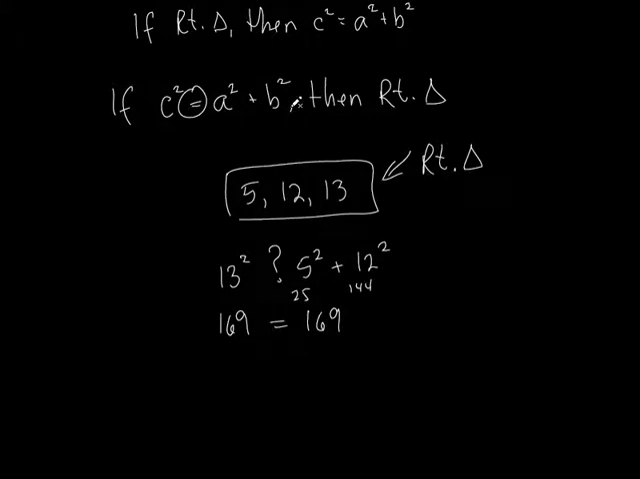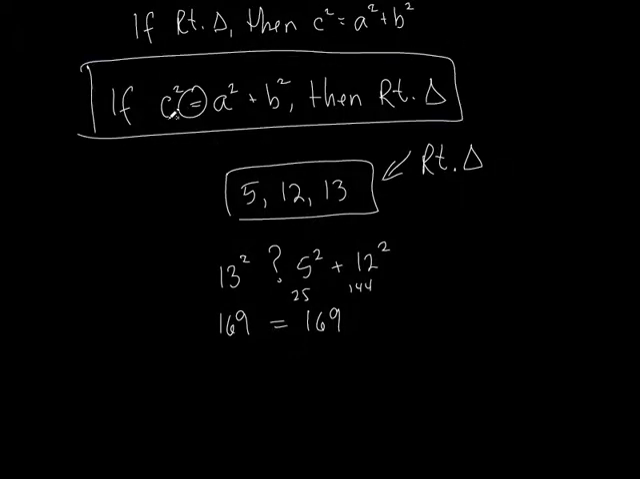Mm-hmm. All right, let me take this a little step further. Just got a few minutes left. So this says if C is always the longest side, right? Cliff, you with me? Cliff? Hey, you there? Wake up. Head up. So if you take the longest side and square it, if it equals the sum of the squares of the other two sides, then it's a right triangle.